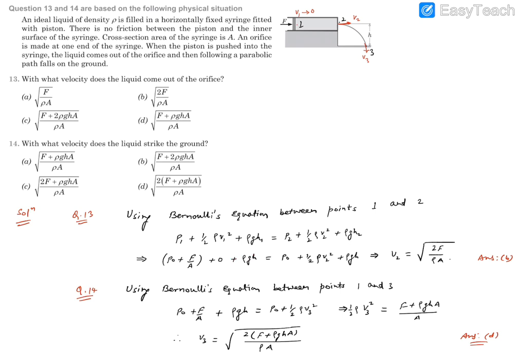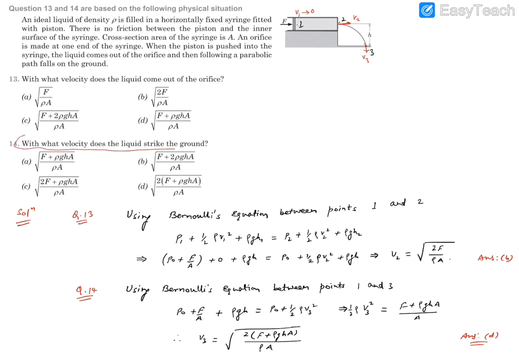Pressure at point 2, which is in the atmosphere, is going to be P0. Velocity is v2, so it's going to be half rho v2 squared. And it is also at a height h, so it's going to have rho gh. You'll find rho gh gets cancelled out, P0 gets cancelled out. So from here you will find this term and this term will be remaining. And if you simplify this, you'll find v2 is going to be equal to square root of 2F by rho A, which matches with option B perfectly. So B is correct for 13th.